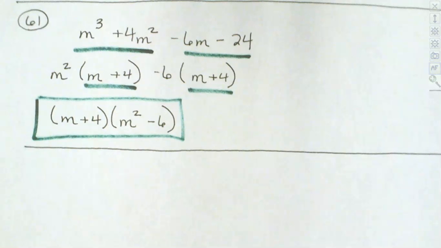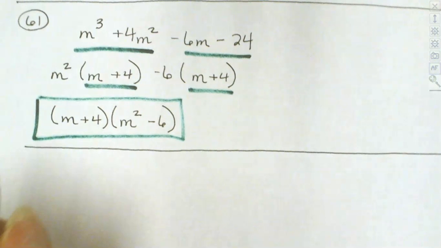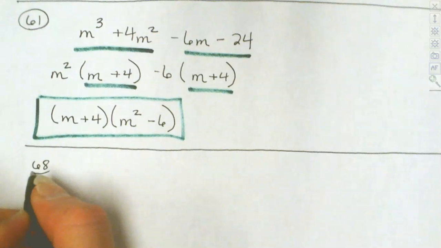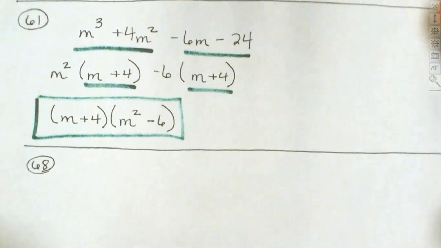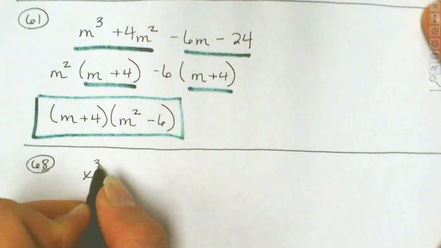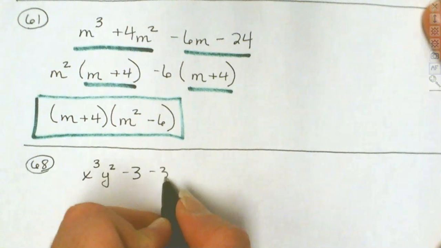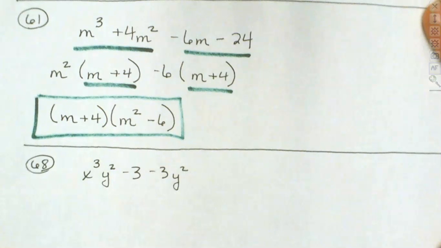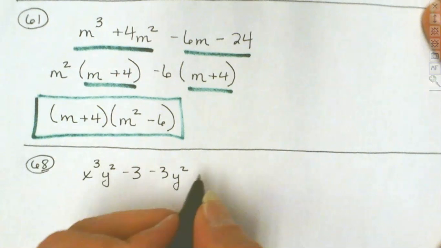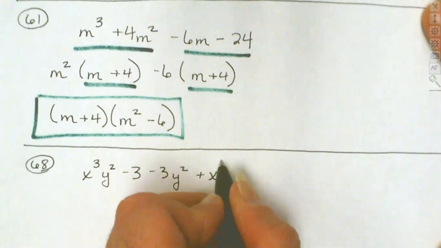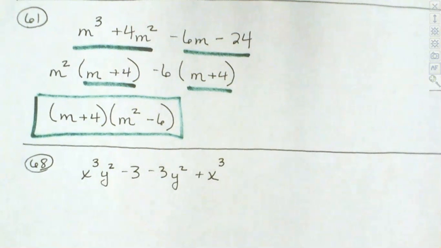Okay, let's do a little bit more complicated one. How about 68? Question 68, we've got x cubed, y squared, minus 3, minus 3y squared, plus x cubed.